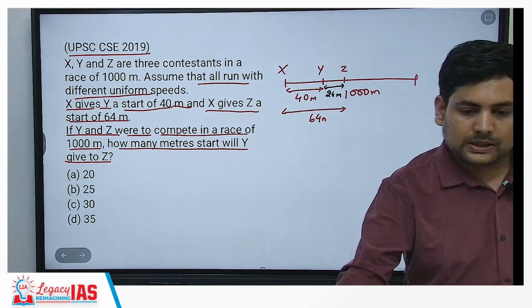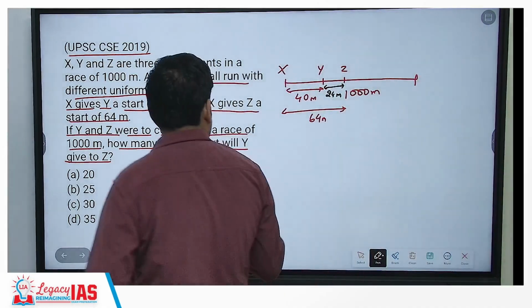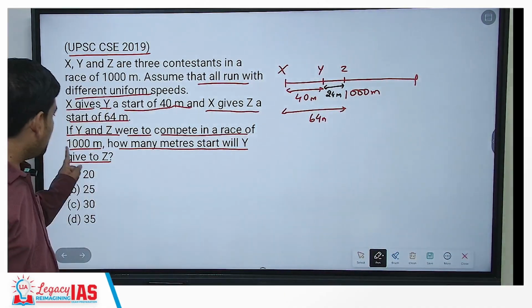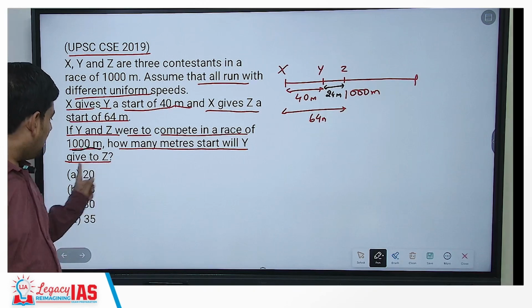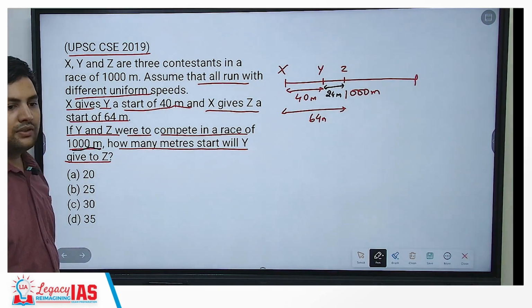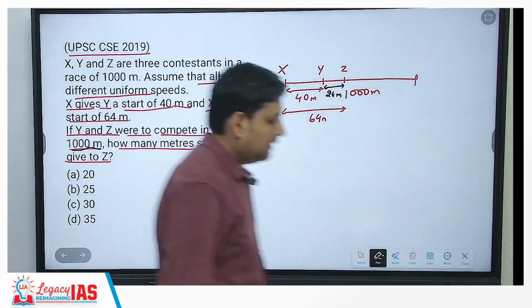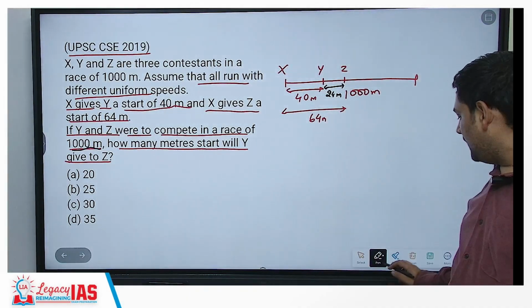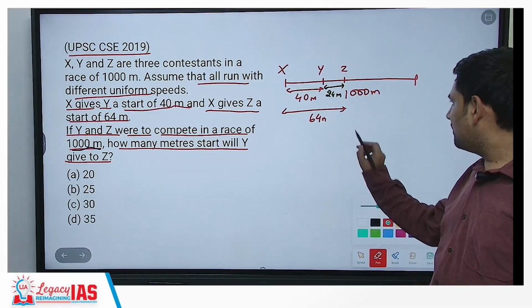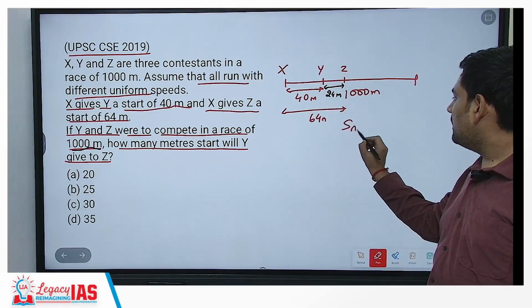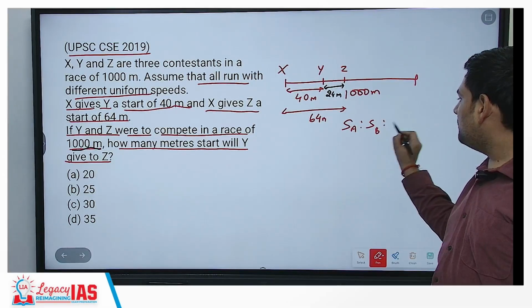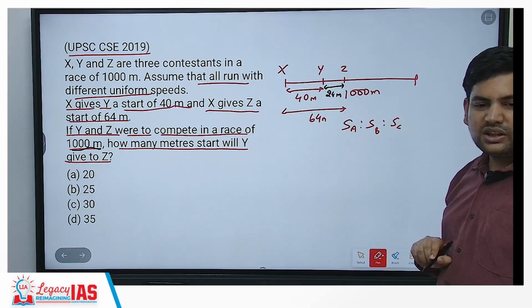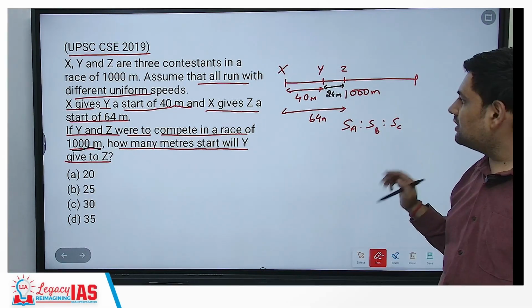Once you get this, now it says if Y and Z were to compete in a 1000 meter race, how many meter start should Y give to Z? Now understand this. Again, the traditional method is what? I can find out the speed ratios. So let's find out the ratio of speed of X, Y and Z. What it will be? It will be the ratio of their distances.